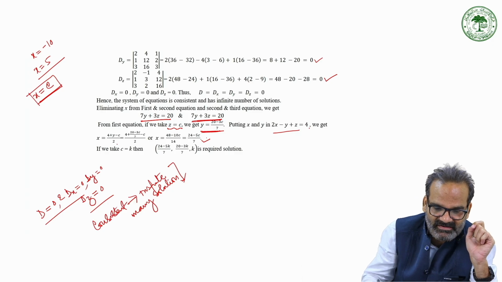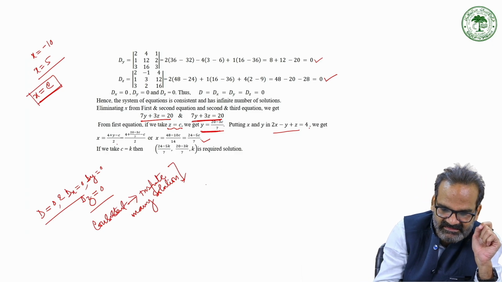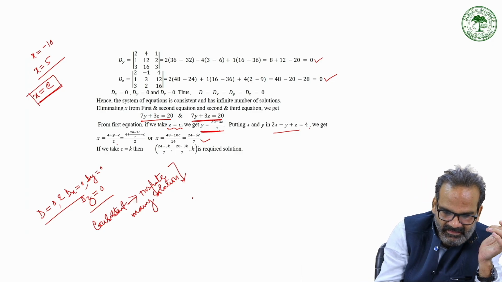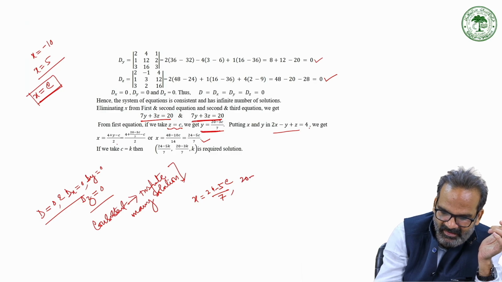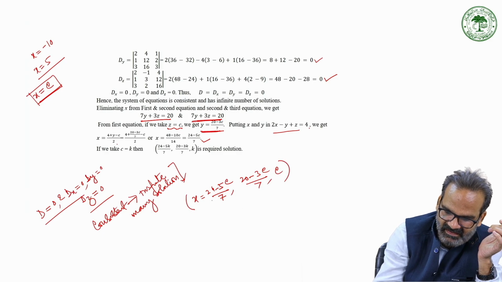So what are the values of x, y, z? x is coming out to be (24 minus 5c) divided by 7. y is coming out to be (20 minus 3c) divided by 7, and z we have taken as c. So this is x, this is y, and this is the value of z, which is equal to c.